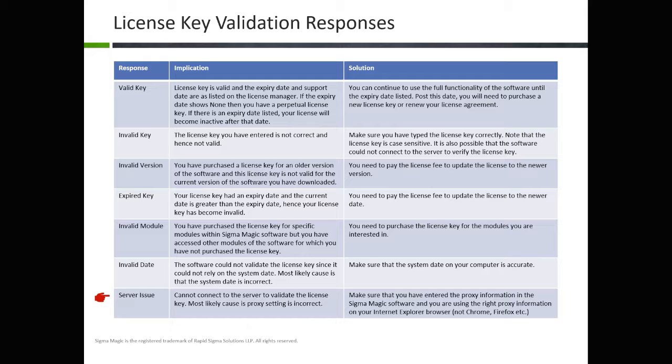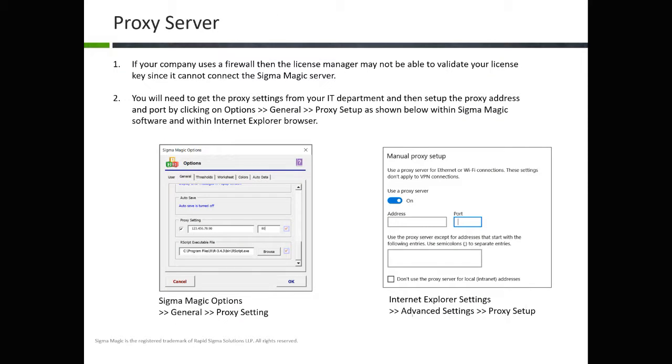Note that if your company uses a firewall, then the license manager will not be able to contact our server to validate the license key. You will need to enter the proxy information for the software to work. Contact your IT department to get the right proxy address to use for this connection. In order to do this, click on Options, General, scroll down to the proxy setting and enter the proxy address and port number. You will also need to set the proxy setting on the Internet Explorer browser. If you are still having problems with the access, contact the help desk for more details.